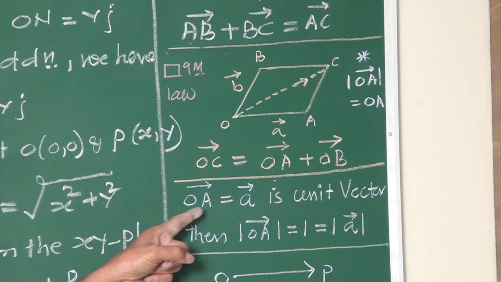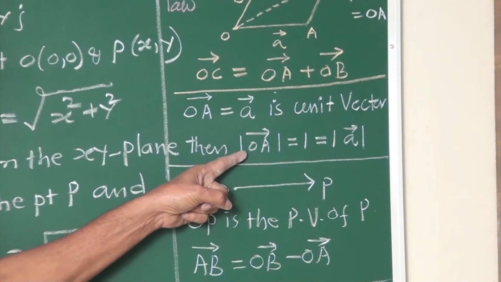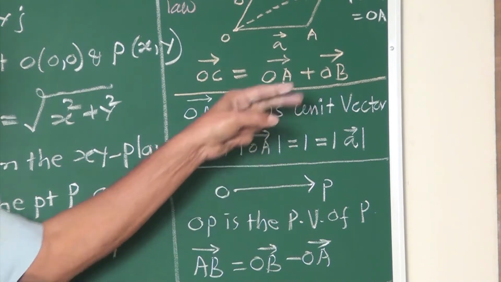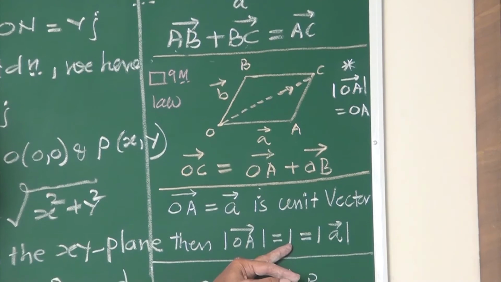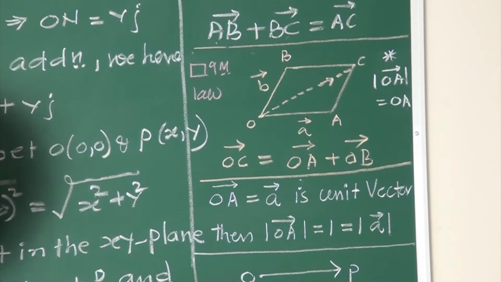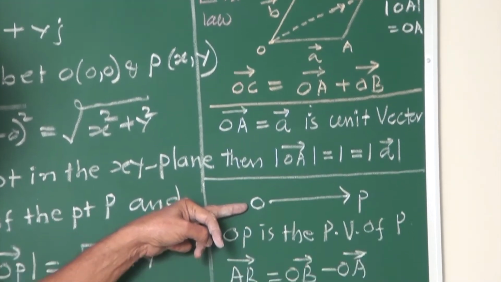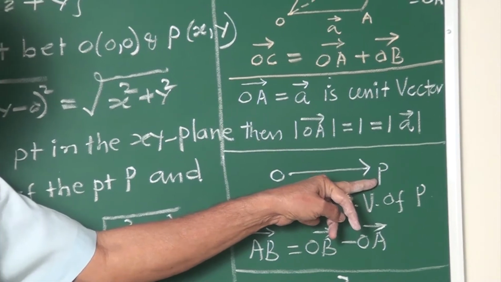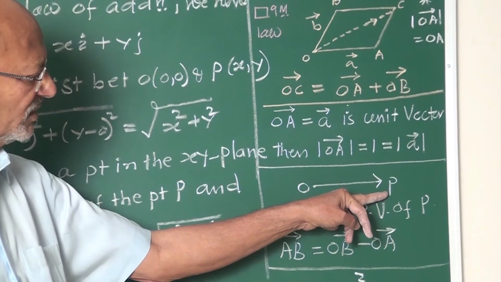Next. If OA equal to a is the unit vector, then the magnitude of OA equal to the small oa, its length is 1. Or magnitude of a is also what? 1.